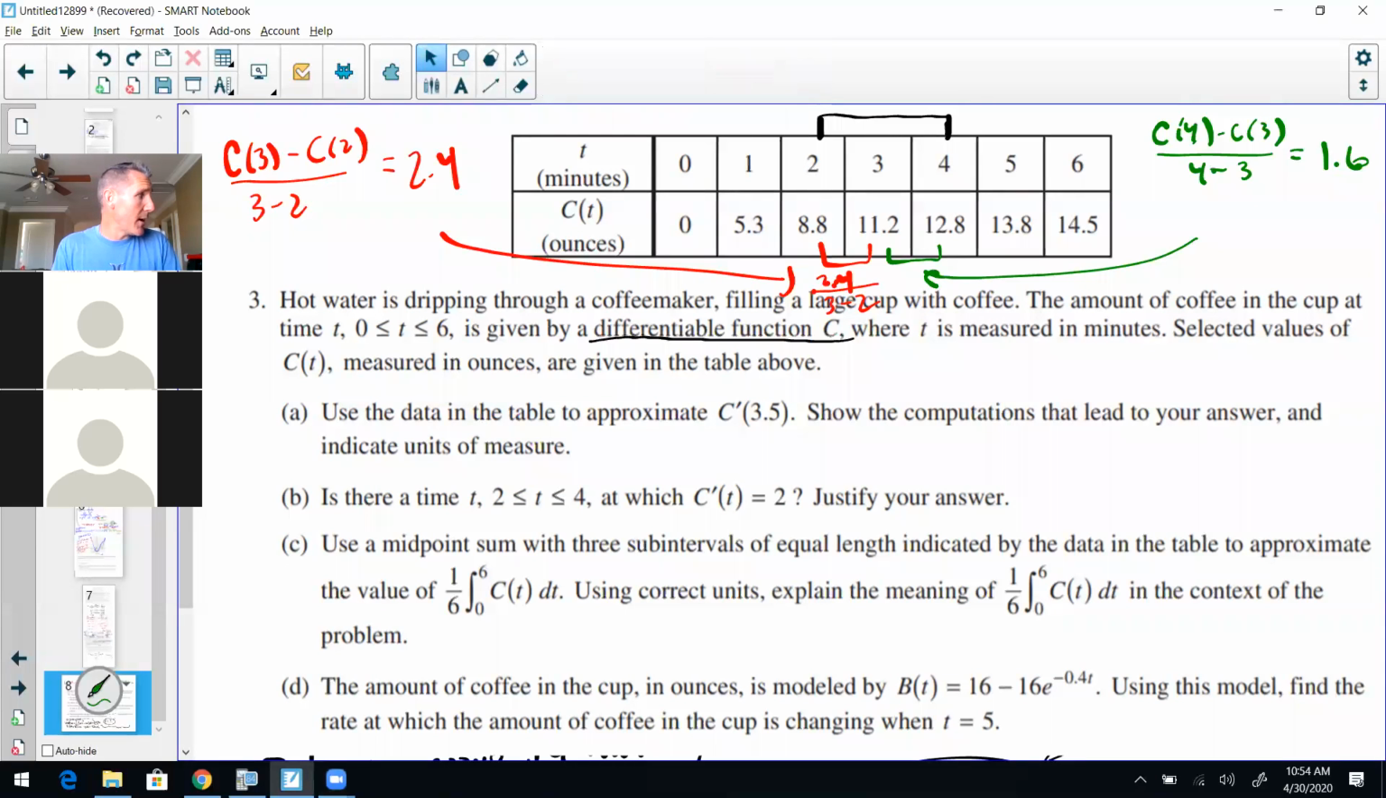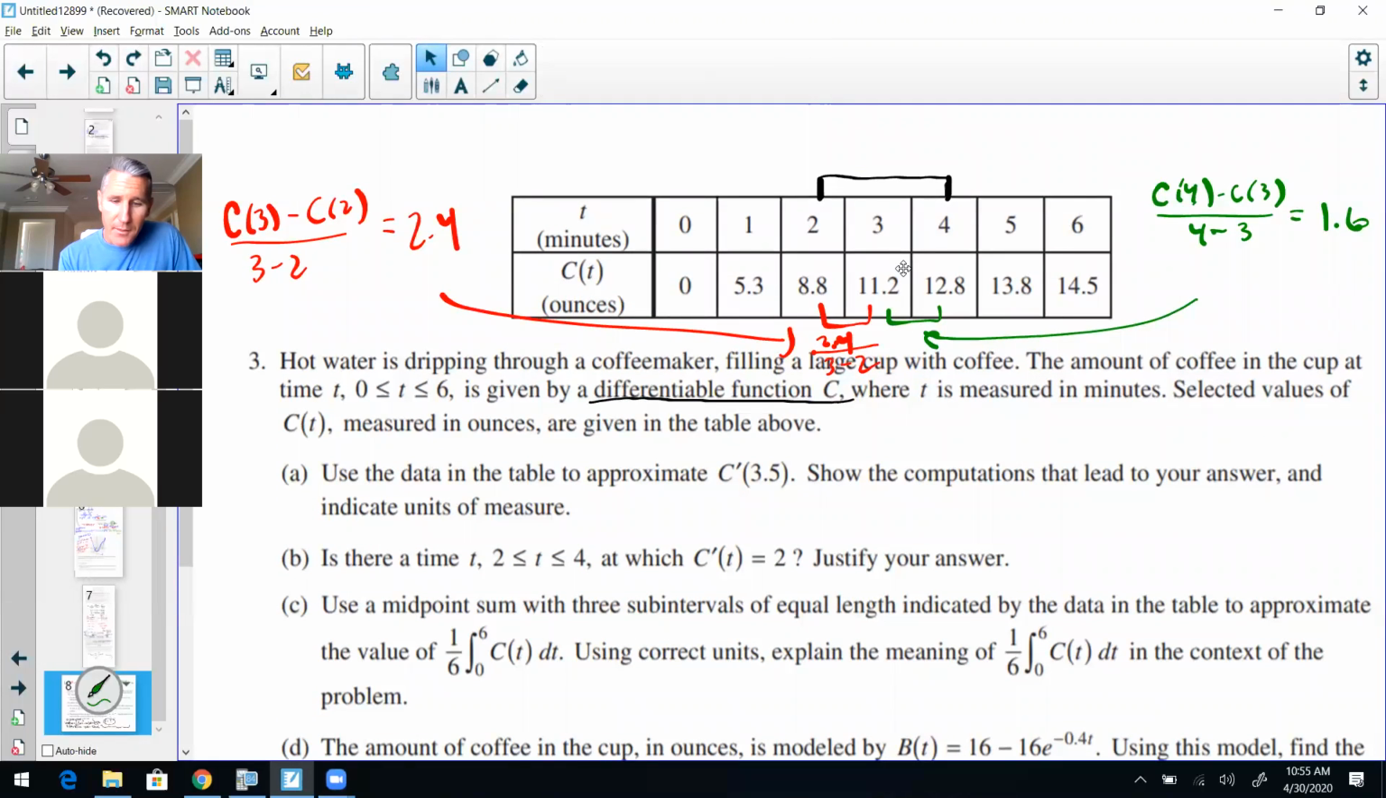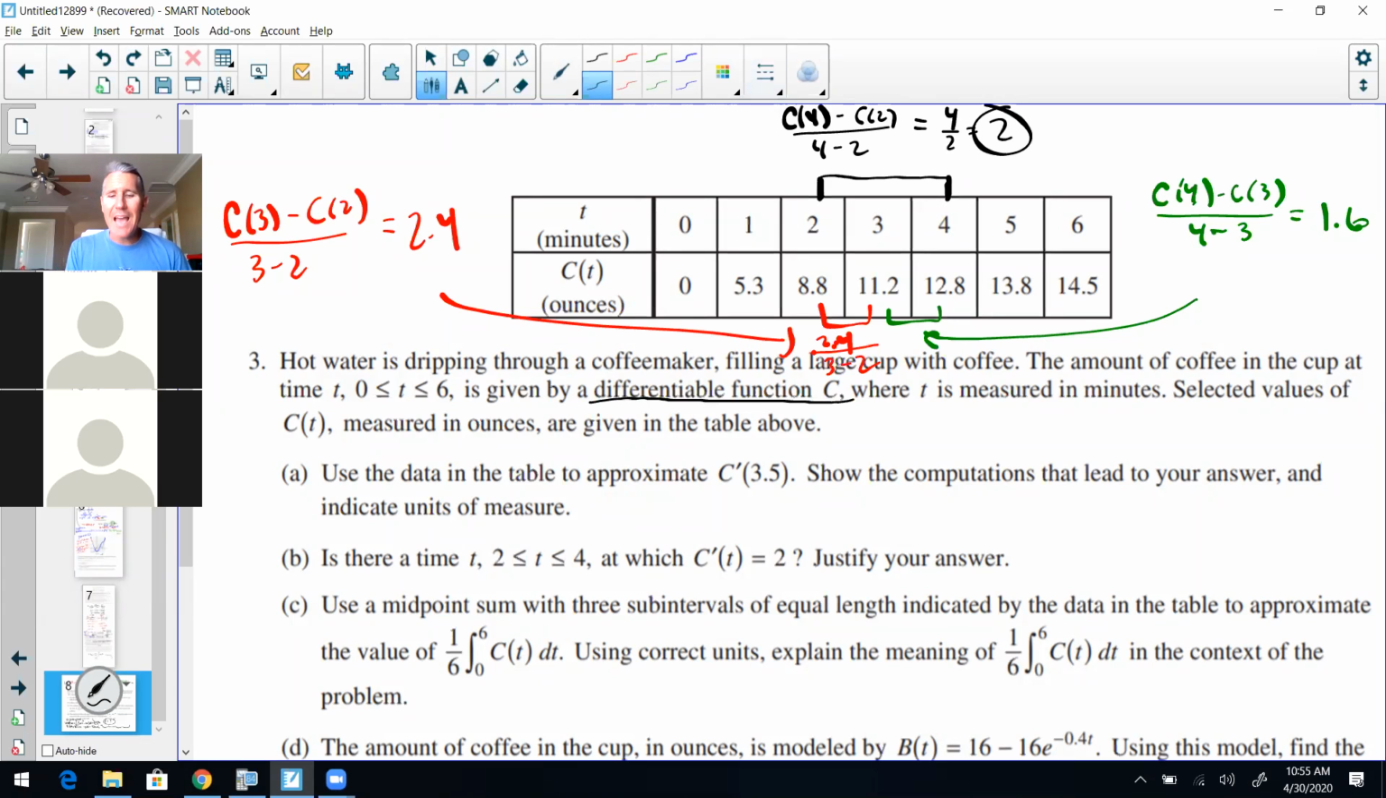Okay, good. Here's the other thing. That's looking at in between 2 and 3 and in between 3 and 4. If you also just look at in between 2 and 4, we have that this average rate of change is C of 4 minus C of 2 over 4 minus 2, which ends up being 4 over 2, which is exactly equal to 2.